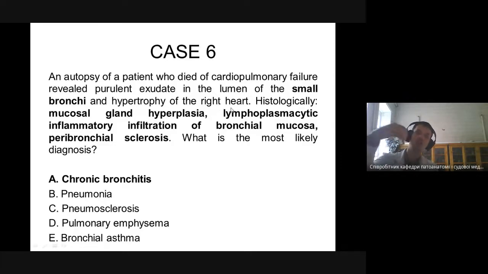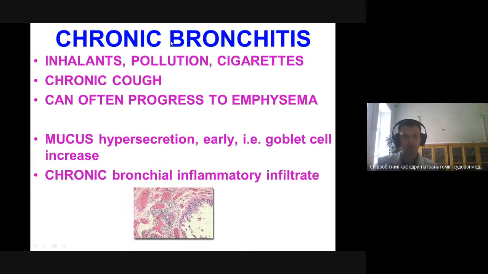Hypertrophy of the right heart is non-specific. It could be in emphysema, it could be in chronic bronchitis, could be in silicosis, in any disease of chronic cor pulmonale. Chronic bronchitis, inhalants, pollution, cigarettes, chronic cough can often progress to emphysema. Mucus hypersecretion early, the goblet cell increase. That means goblet cell increase. Chronic bronchial inflammatory infiltrate.